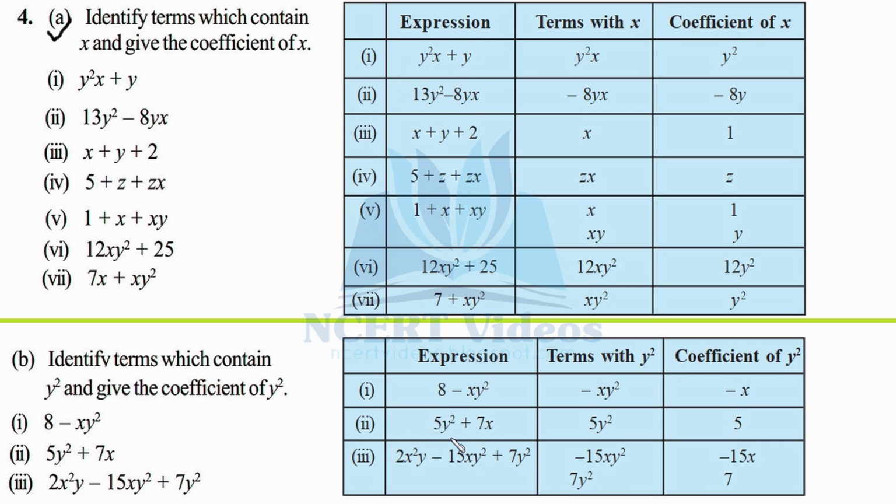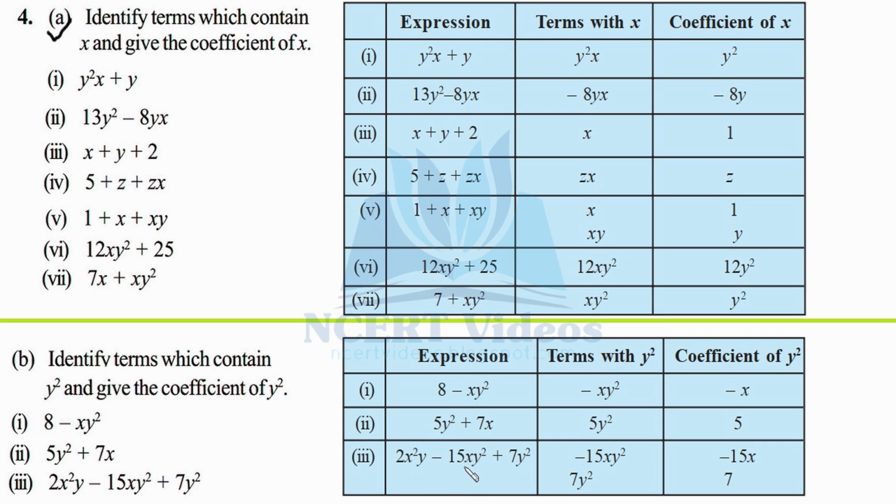Second, 5y squared plus 7x. We have to consider terms with y squared only, so 5y squared, we will write it, and every other thing other than y squared is 5. So 5 is the coefficient. Now here, we don't have any y squared. We will not take this term. We have y squared here and here, so we will take both the terms.